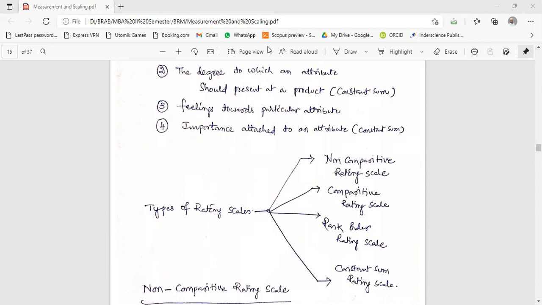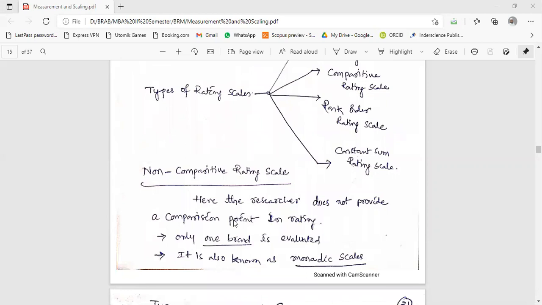So first we will see the non-comparative rating scale. Here the researcher does not provide a comparison point in rating. The name itself suggests that it is not a comparative rating scale. So that's why the researcher does not provide any comparison point. Only one brand is evaluated, only one brand will be rated. So it is also known as monadic scale.